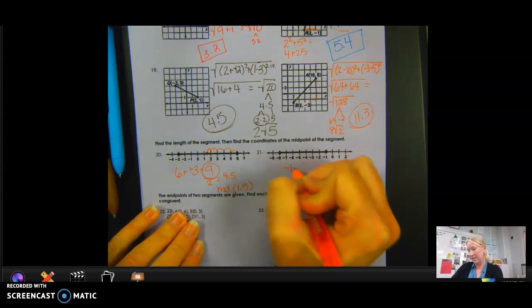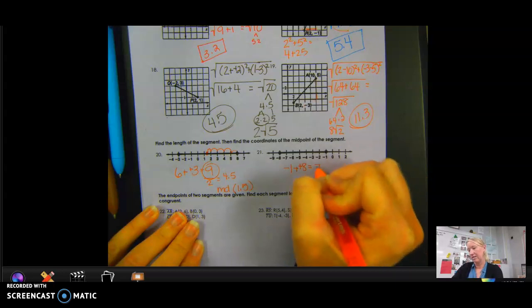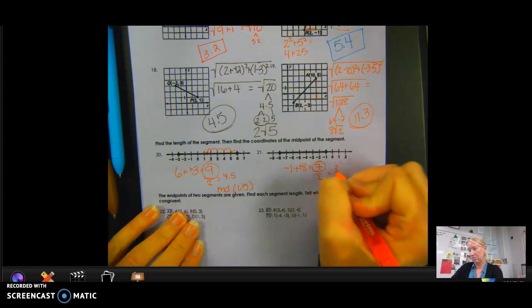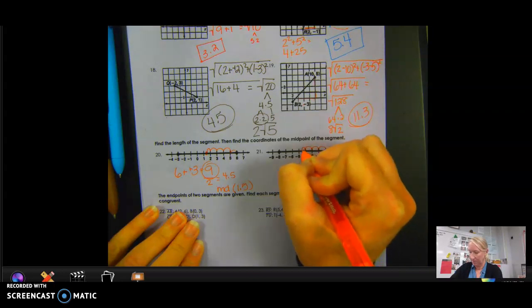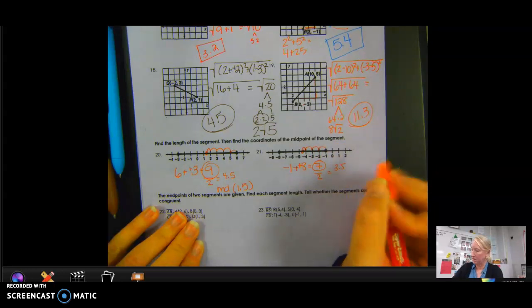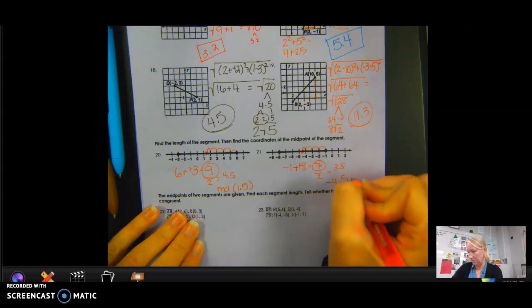Here, -1 minus -8 to find the length. So that's a length of 7. I divide that by 2 to find the midpoint, which is 3.5. That means I go back 1, 2, 3.5. That does not mean that 3.5 is my midpoint. That doesn't make sense as an answer, right? So that is at -4.5. That is your midpoint.